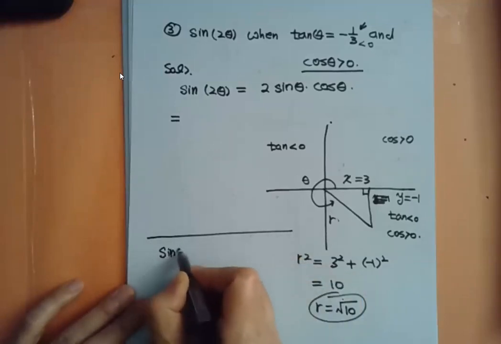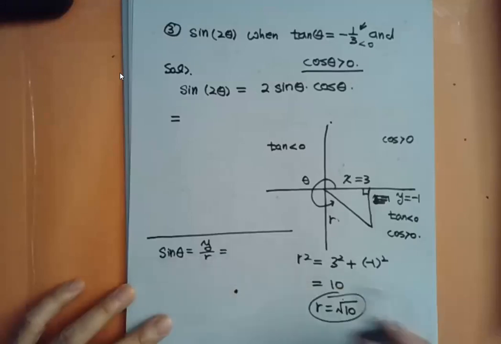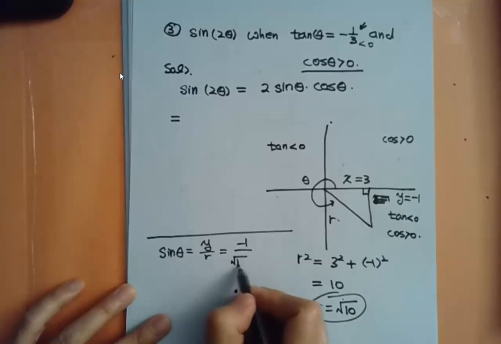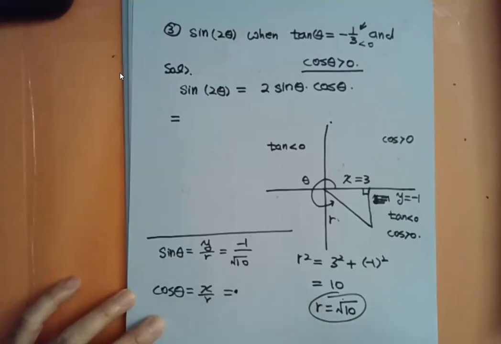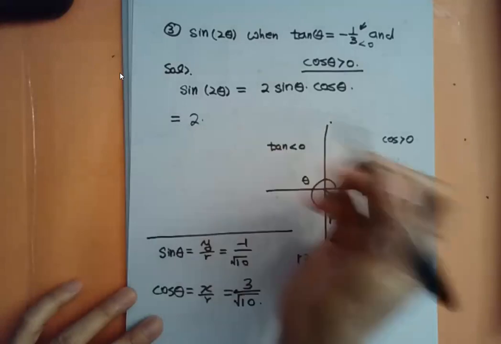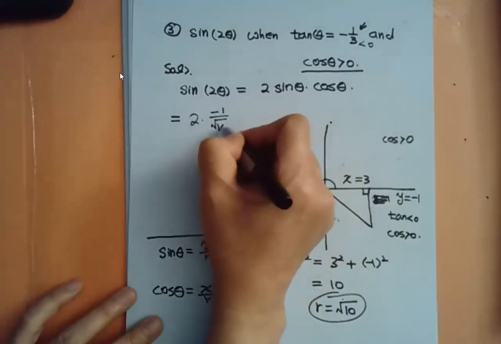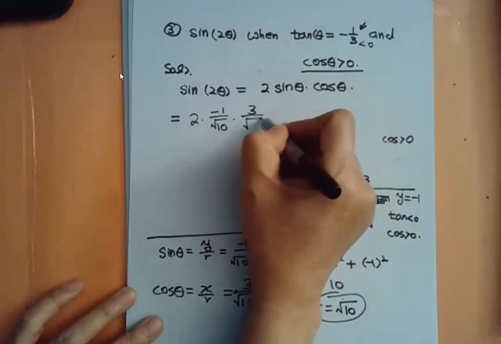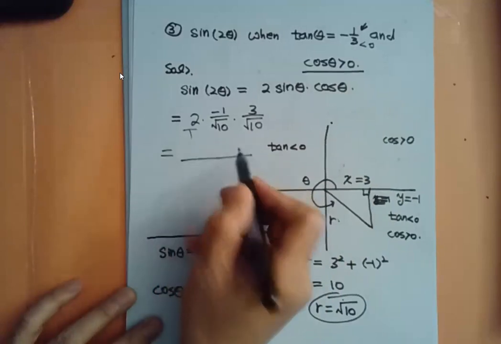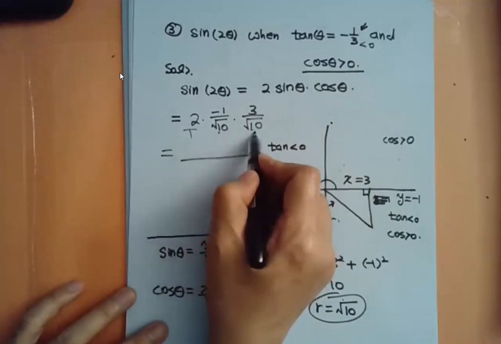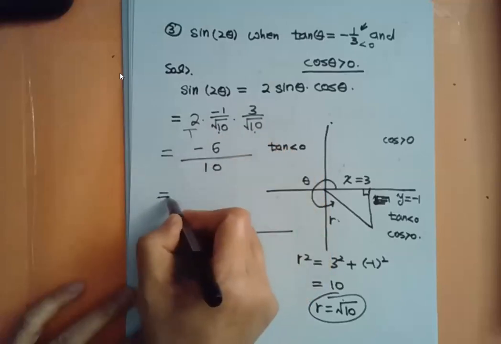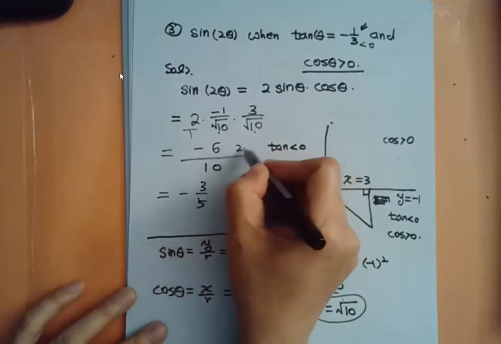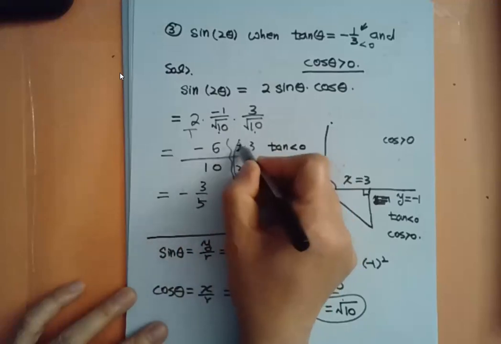So sine of theta is y over r. So y is -1 and r is square root of 10. And cosine of theta equals x over r. So x is 3 and r is square root of 10. So this one is 2 times sine of -1 over square root of 10 times cosine 3 over square root of 10. So finally, square root of 10 times square root of 10 will be 10, and minus 2 times 3 is 6, and so that is -3 over 5. So 2 times 3, 2 times 5, and those will cancel each other.